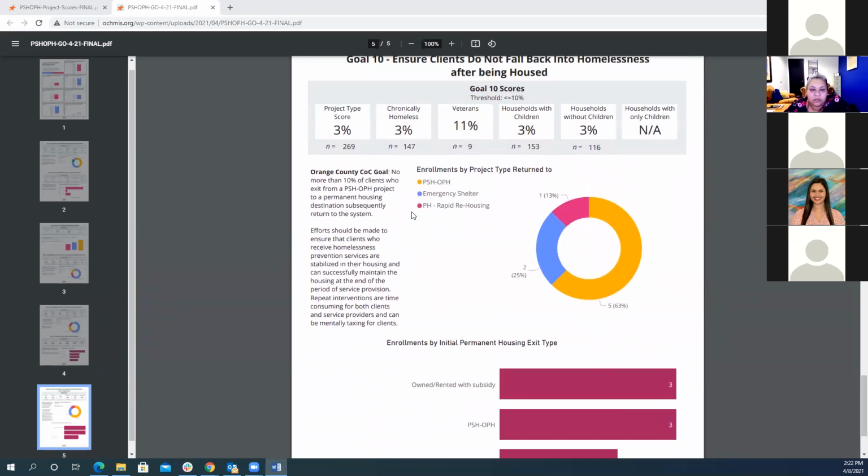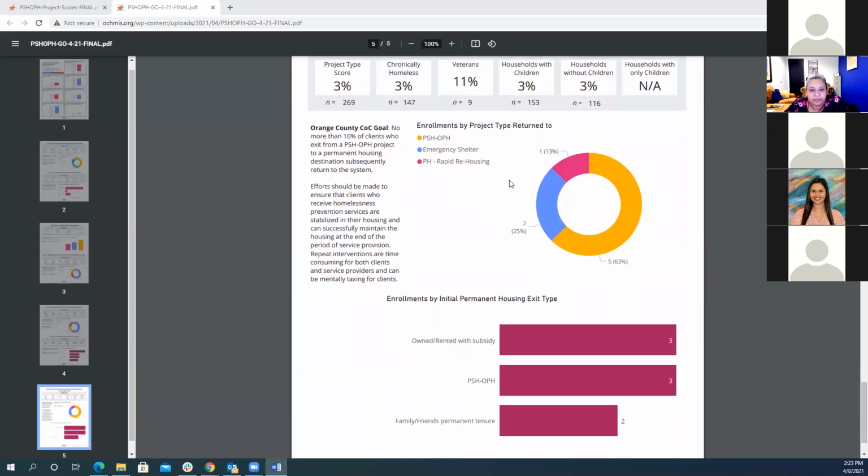All right. The last measure is looking at returns to homelessness. So this is clients that were placed in permanent housing after leaving a permanent supportive housing or other permanent housing project. So they exited to permanent housing and then they returned to the homeless system and a project in the homeless system. Again, we usually do really well in this measure. Our returns are only 3%. The current threshold is 10%. We just talked about reducing it down to 7%. And it still should be pretty easy for this project type to meet.